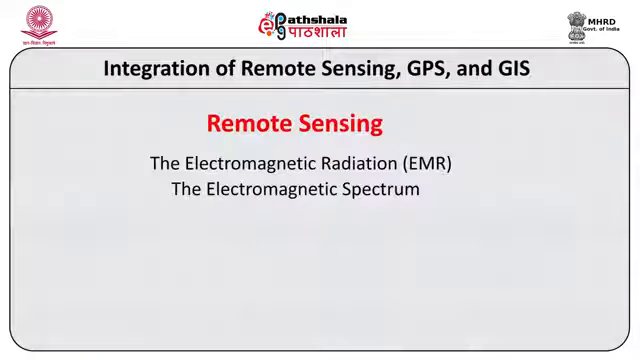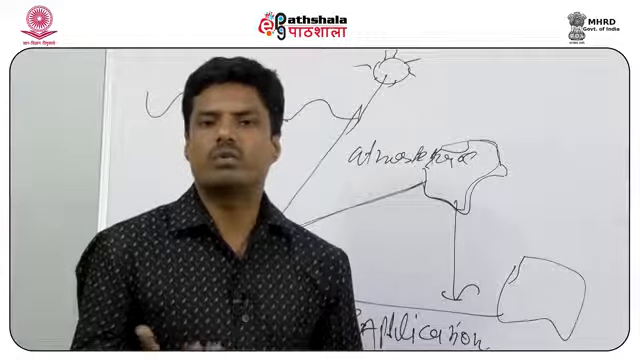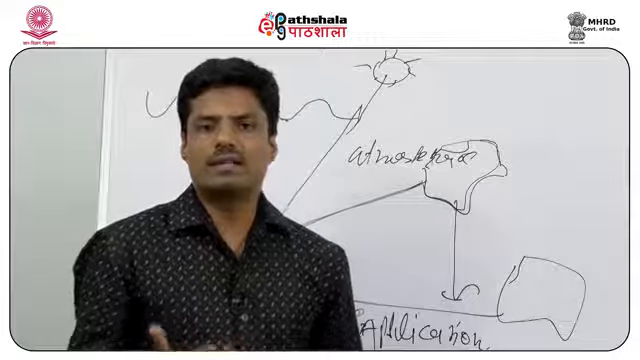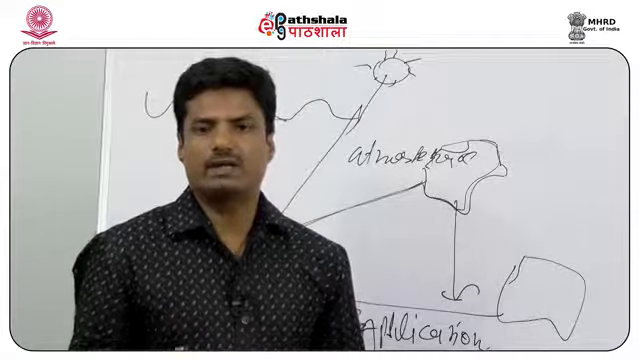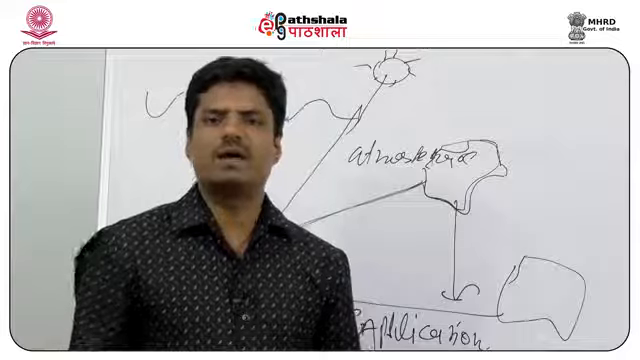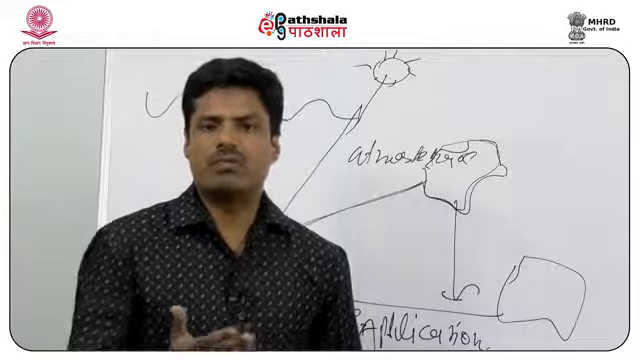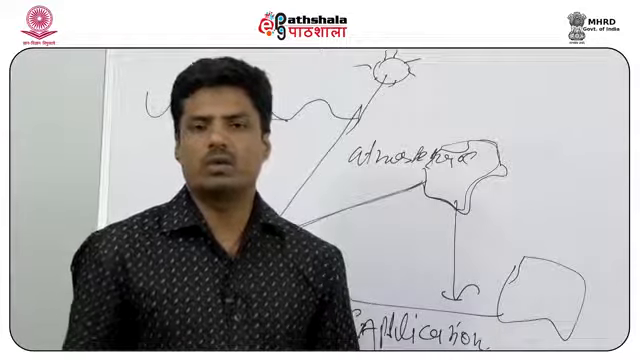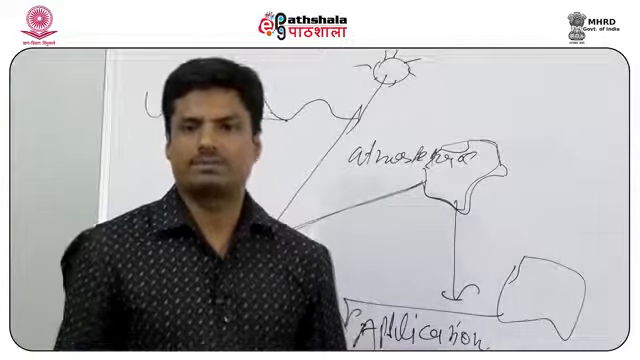It can be divided into ultraviolet. The ultraviolet region has the shortest wavelength. Therefore, the wave frequency will be higher. The wavelength of the ultraviolet region is 0.3 to 0.4 millimeter.